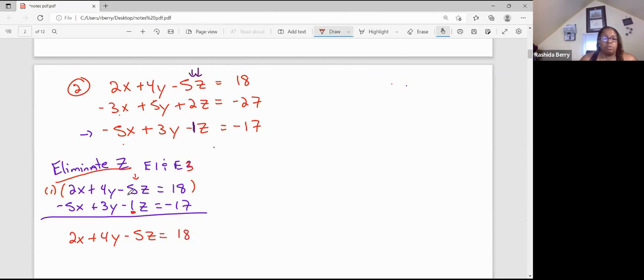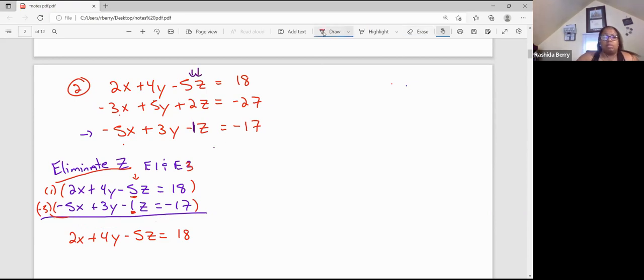Now this one, I want to be a positive. Again, that doesn't have to be your goal. I like to get them to be opposites immediately so there's no confusion as to whether I'm adding or subtracting. So in this case, I want to get a positive 5. So that means I'm going to multiply by a -5 because a negative times a negative will give me the positive. And again, I multiply everything, even the -17, everything gets multiplied by that -5.